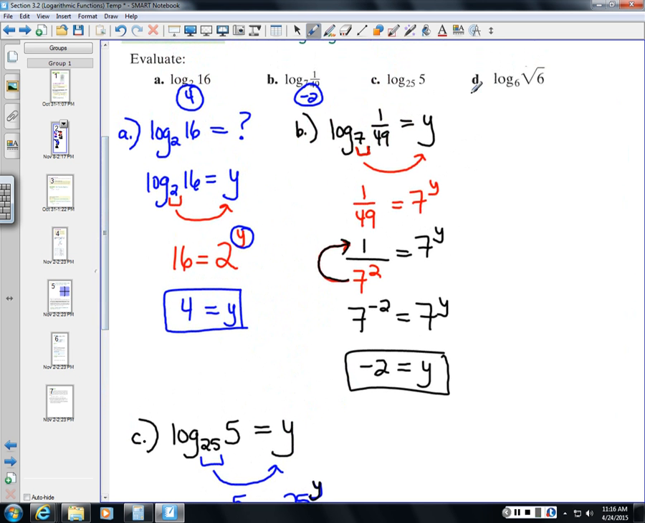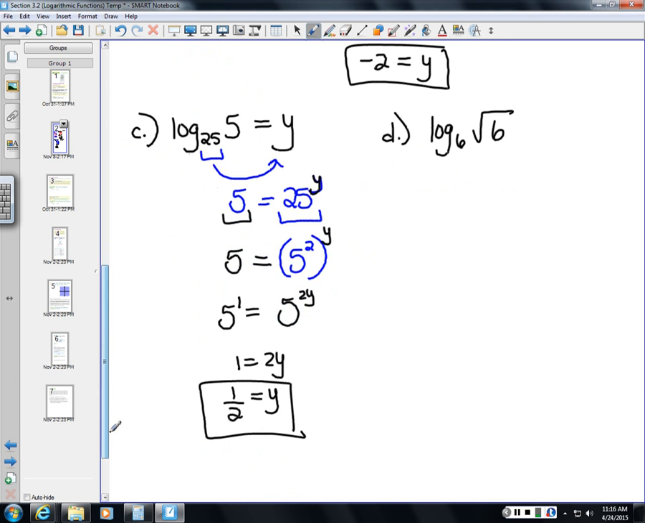Okay, and example D up here is log base 6 of the square root of 6. Now, since we're asked to evaluate this, we want to set this equal to y. We want to figure out what y is equal to. What is log base 6 of the square root of 6 equal to? So again, to do that, we take the base and get this out of log form and back into exponential form.